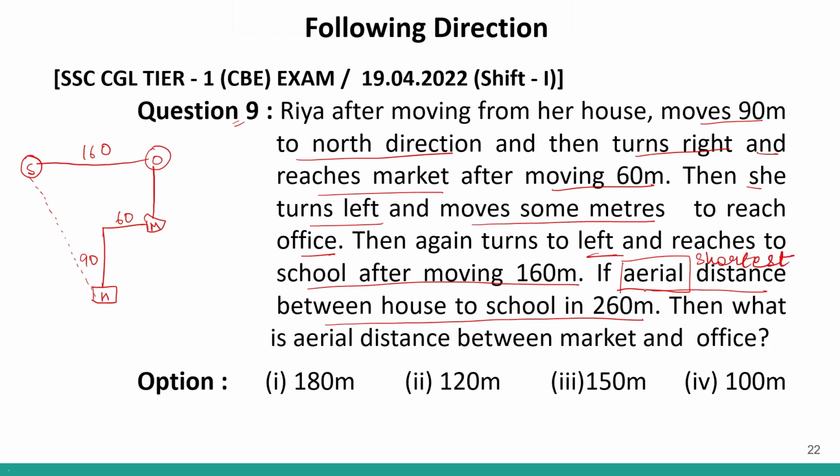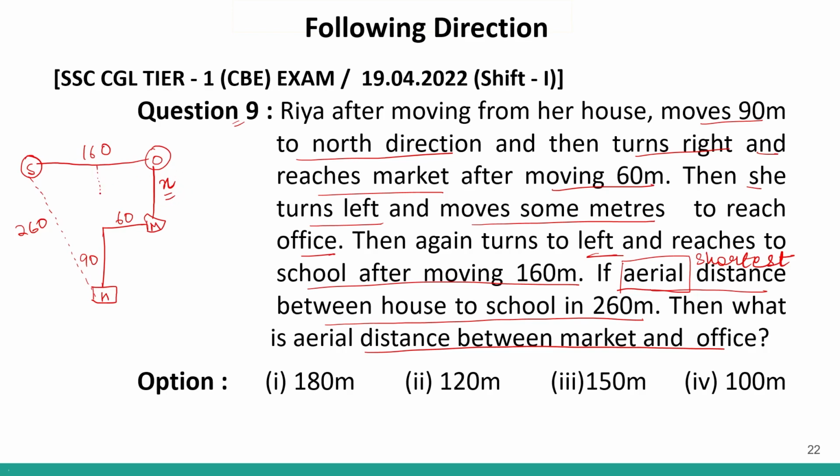Okay. Now, the aerial distance between the house and the school is 260 meters, so this is given to us. We have to find the aerial distance between the market and the office. The aerial distance will be the straight-line distance, which is this. Let us say this is x. Now we have to find the value of x in this question. Okay, now let us solve.